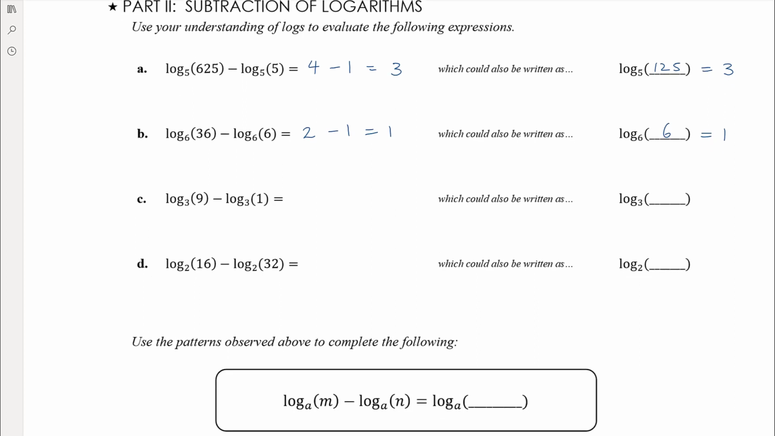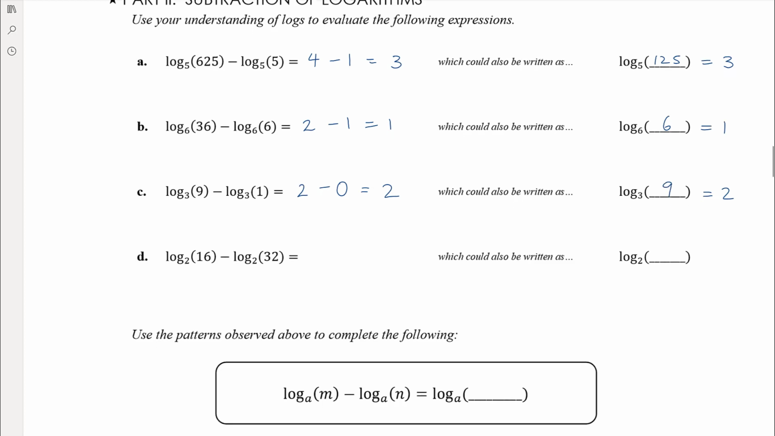Log base 3 of 9, that's 2. Minus log base 3 of 1. Remember, 3 to the power of what gives me 1? 3 to the power of 0 gives me 1. So that's just going to be 2. And so how do we write a single log with a base of 3 equal to 2? So 3 to the power of 2 is 9.